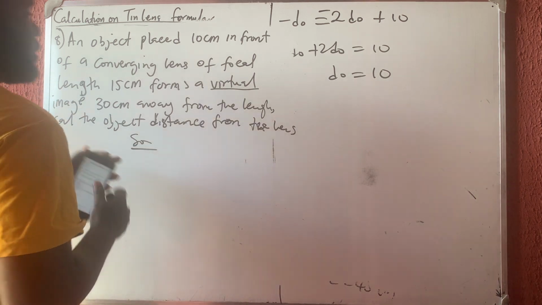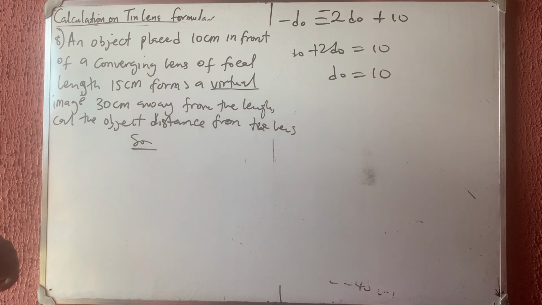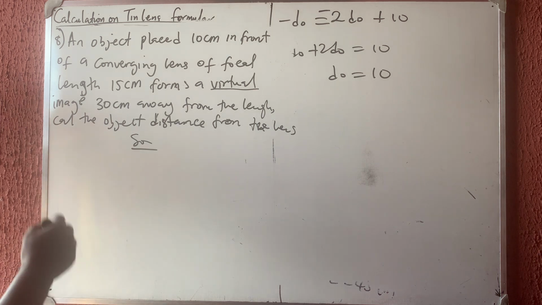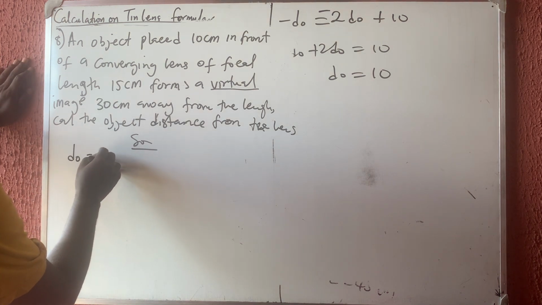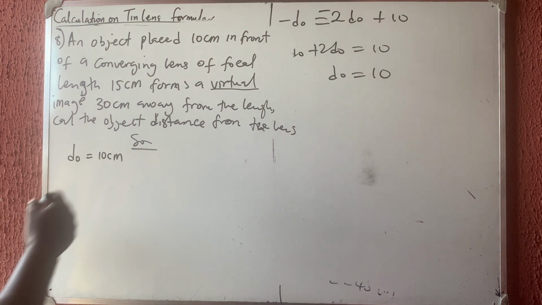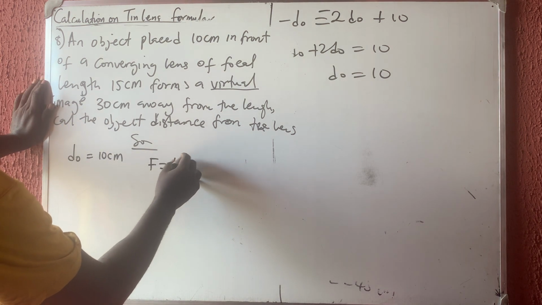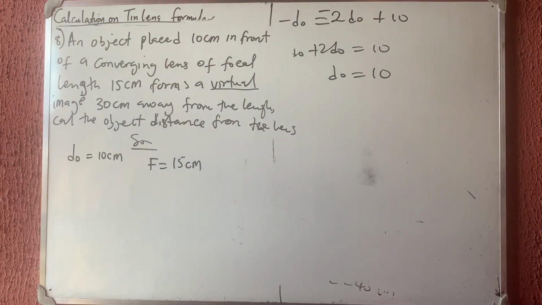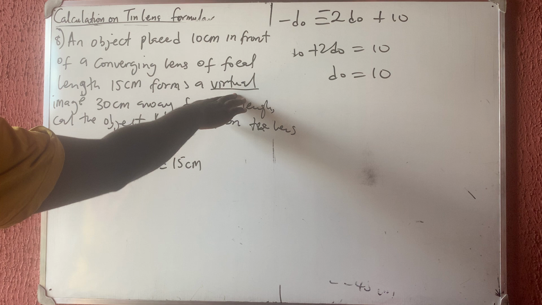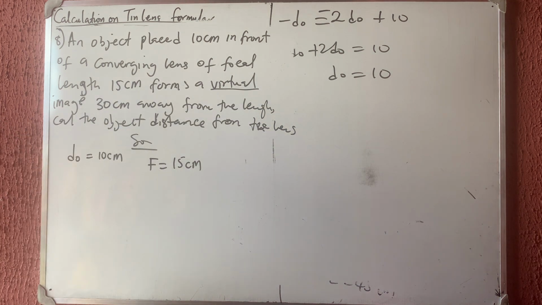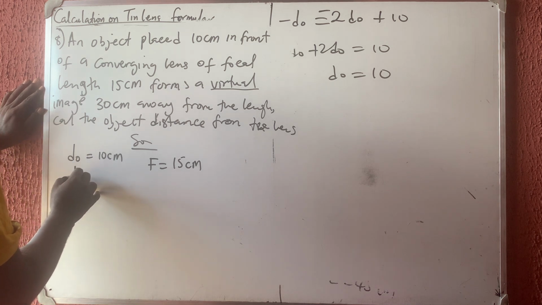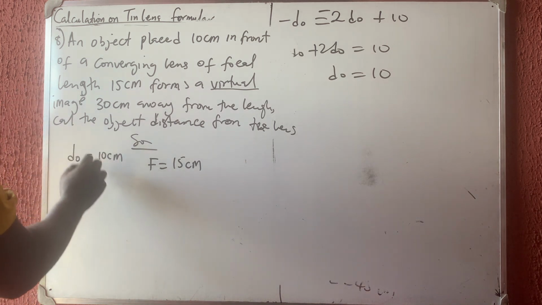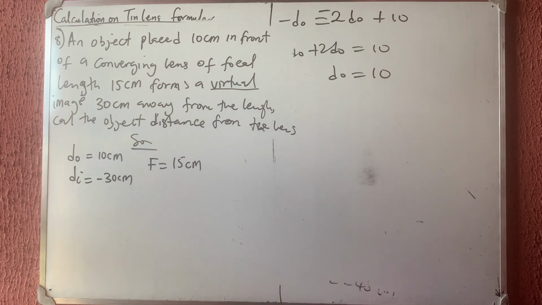Solution. First of all, they told us that it's a converging lens. They said that an object is placed 10 cm in front of a converging lens. So the distance of this object is 10 cm. Then they told us that the focal length is 15 cm. It is positive because it is a converging lens. But the problem now is that it forms a virtual image. If it forms a virtual image, that means the image must be at the left-hand side, because any virtual and upright image is at the left-hand side. So the distance of this image is 30 cm, and it's going to be minus 30 cm because it is formed at the left-hand side.